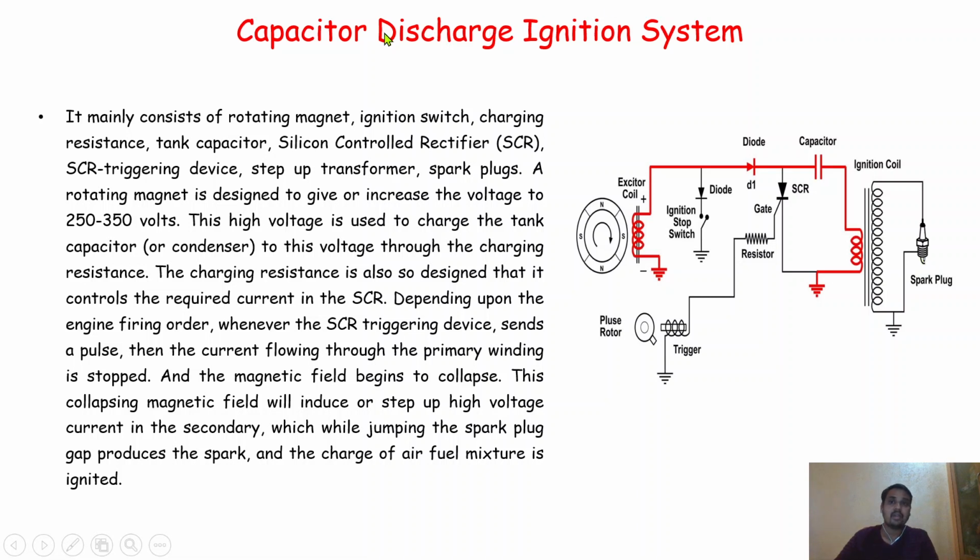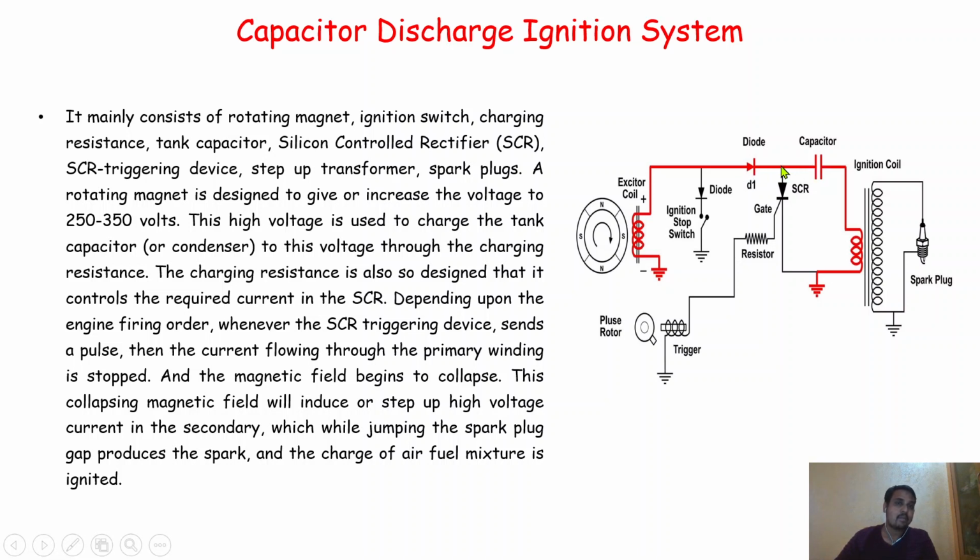So why is it called capacitor discharge? Initially we are going to excite and charge the capacitor. But once the trigger is there, as the pulse rotor rotates, some EMF is induced inside this circuit, and because of that the supply of current to the capacitor stops, and because of the diode it will not revert back.